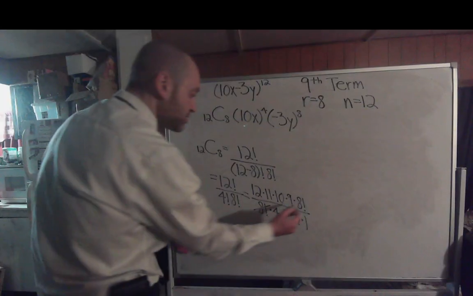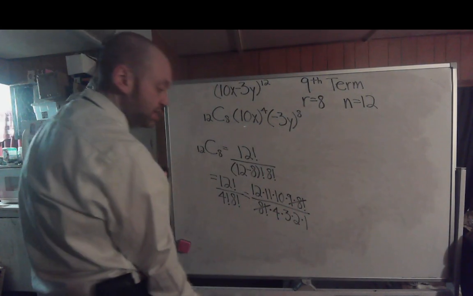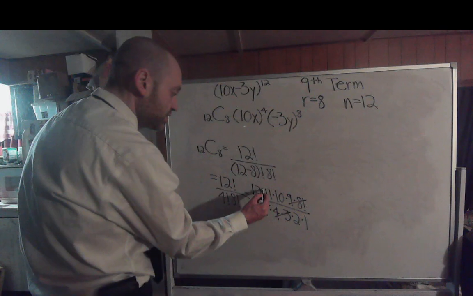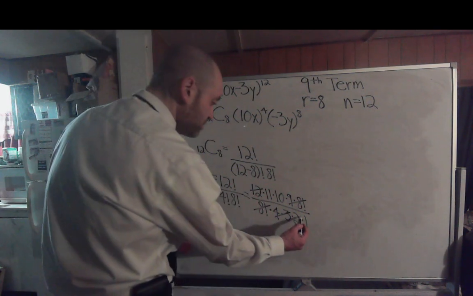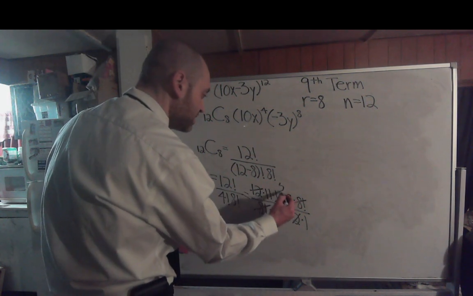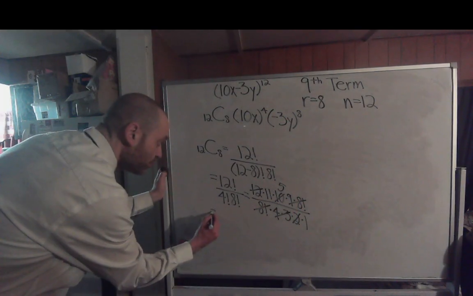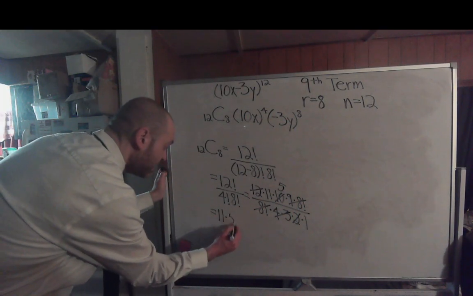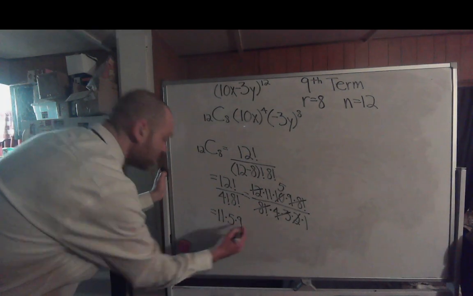Well, your 8 factorials are gone. On top of that, 4 and 3 both go into 12. And then 2 goes into 10 5 times. So you end up with 11 times 5 times 9.